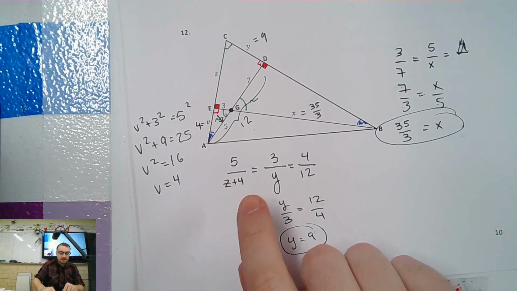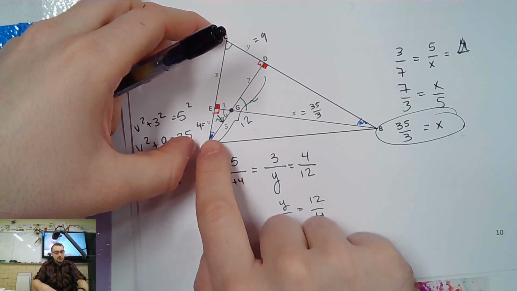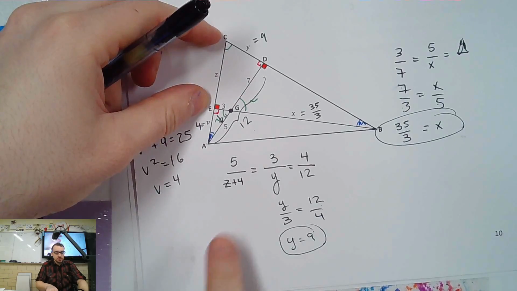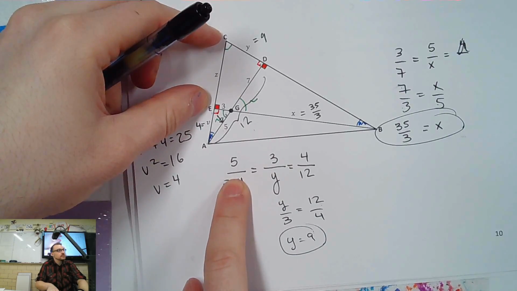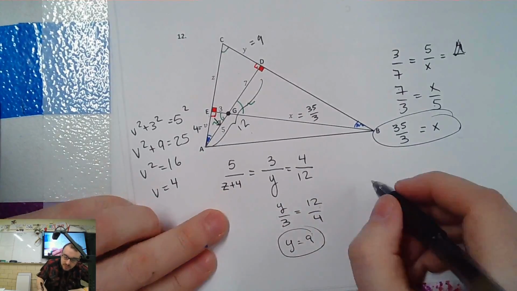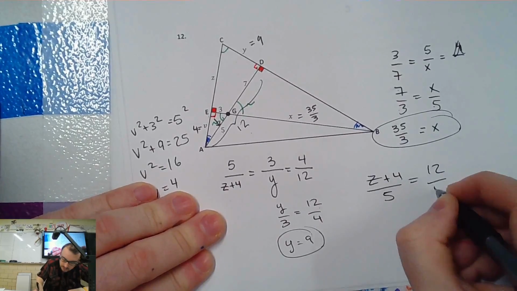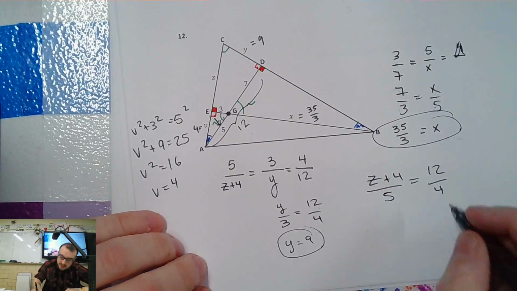Another way to do this is to call this a different variable, like q, and then find it and subtract 4, and you get z. So you could just call that q if you wanted, and then subtract 4 from it and get z. It's up to you. I'm going to do it this way. Z's on the bottom, so I'm going to flip it. Z plus 4 over 5 equals 12 over 4, right? Cool. That's 3.